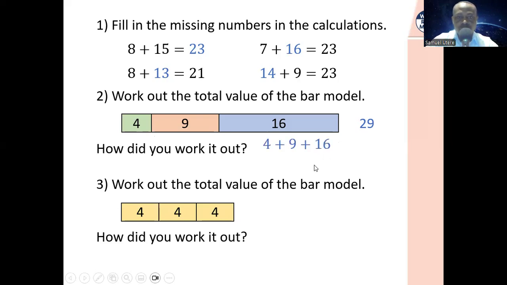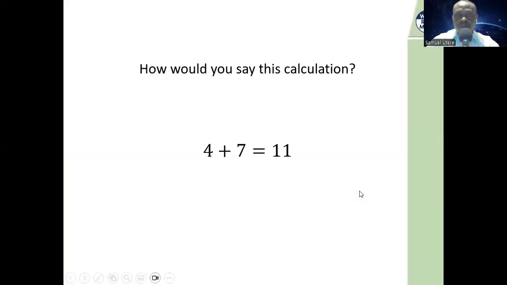And then work out the total value of the bar model. You could just add 4 add 4 add 4, or you could do 3 lots of 4. You should remember this if you've gone through our lessons in algebra. So block 2, you should have come across this. All right, let's do some new learning.